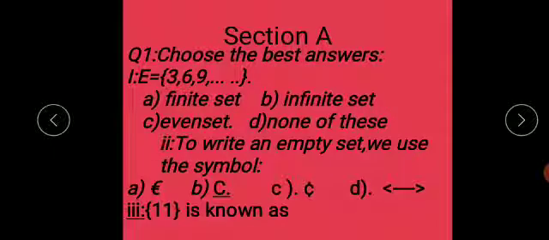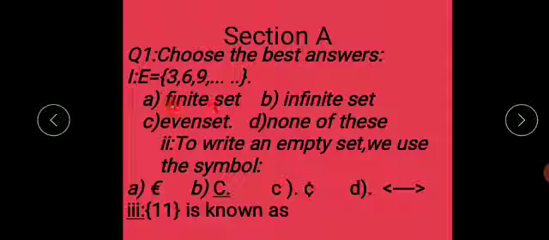Student, your assignment consists of two sections. Section A is of multiple choice questions and Section B is of short questions. Question number 1 is choose the best answer. Part 1: E is a set of 3, 6, 9 and so on. You have to find the correct option and then take the right option.